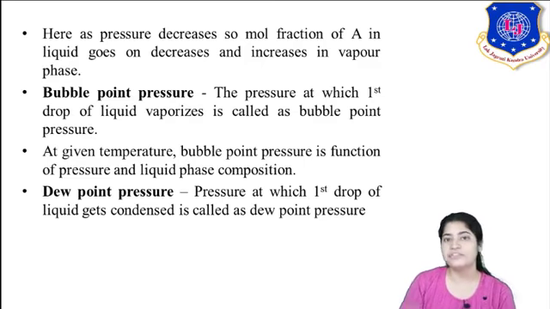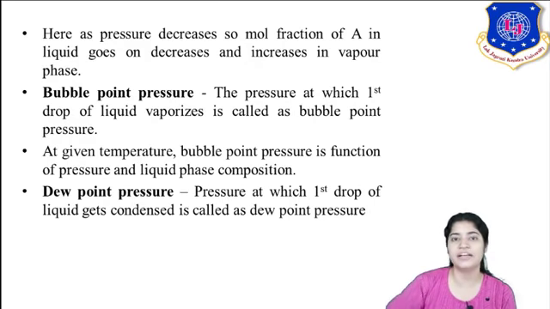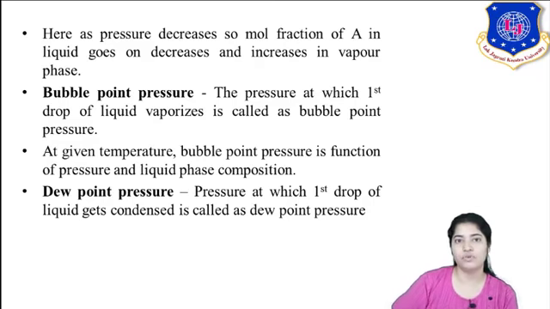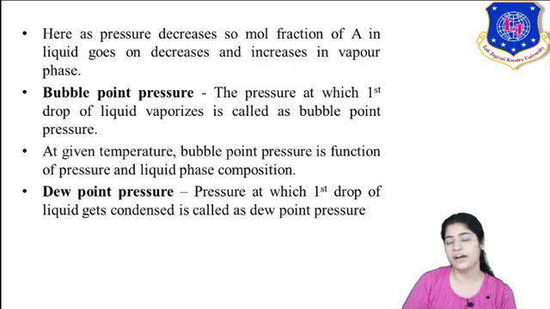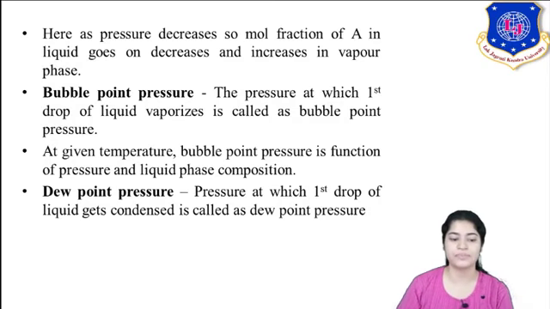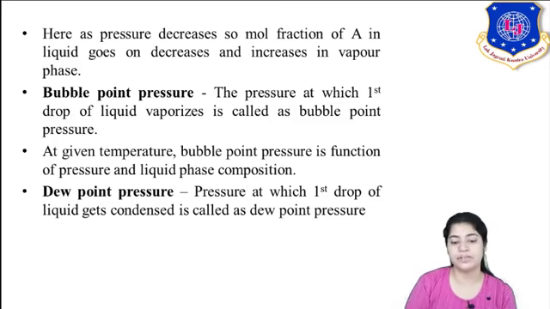Now if I reverse the situation, if I am starting with my vapor phase mixture, okay, I have a mixture of more volatile and less volatile components but in vapor phase. Now if I have to condense them, to convert from vapor to liquid I am going to increase the pressure, okay. So the pressure at which the first drop of liquid gets condensed is called the dew point pressure.